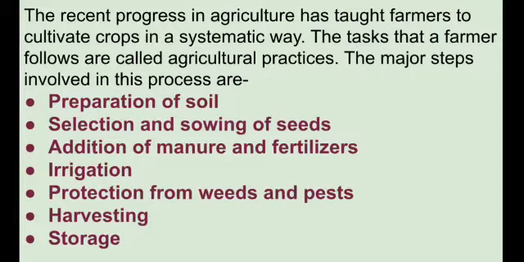Then irrigation, which is watering the plant. Then we need to do weeding, which is protection from the weeds and pests. Then harvesting. After the crop matures, we need to cut it. That is called harvesting. Then storage, at the last, is a very important process, because after getting the grains, we need to store them for the whole year. That is why it is a very important step, right?